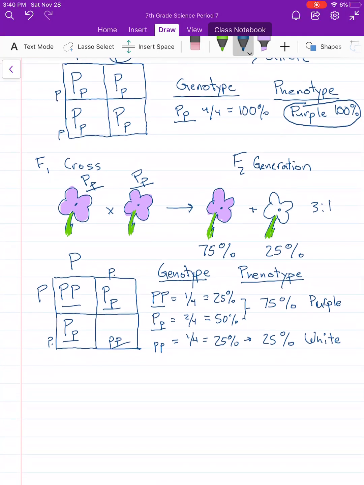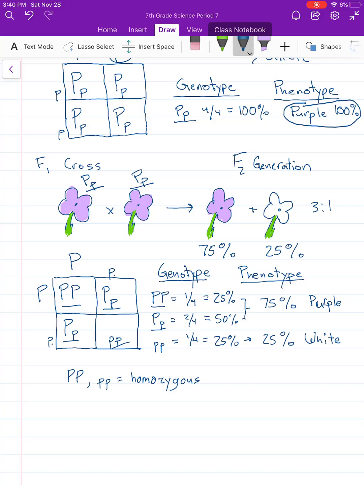So just so you know, big P, big P and little p, little p are both homozygous. Meaning they have the same alleles. One's homozygous dominant, big P, and one's homozygous recessive, little p, but they're both homozygous.